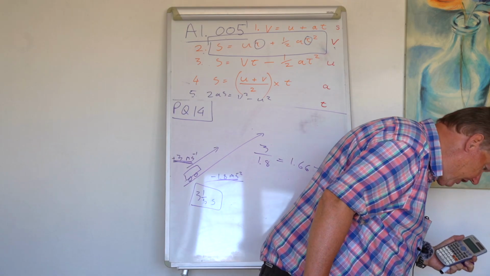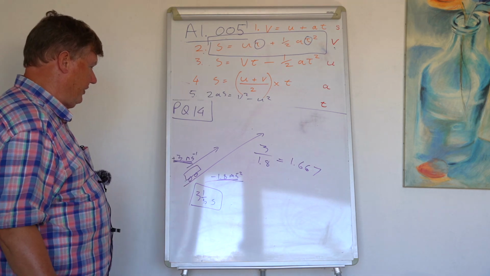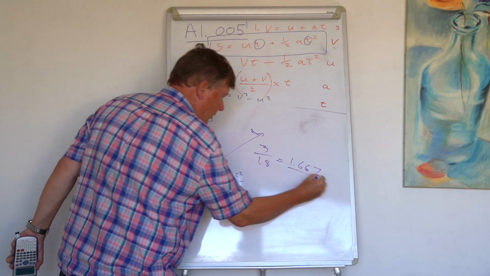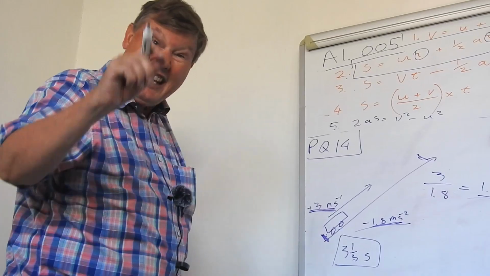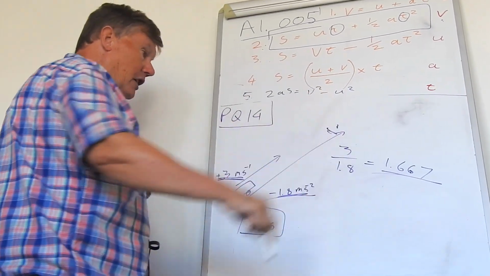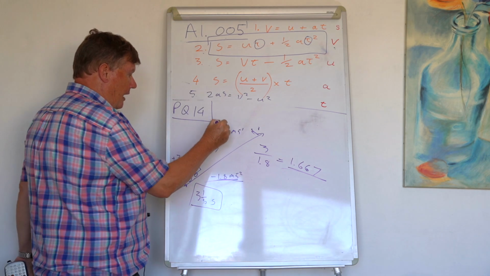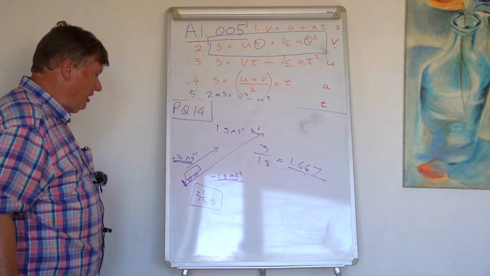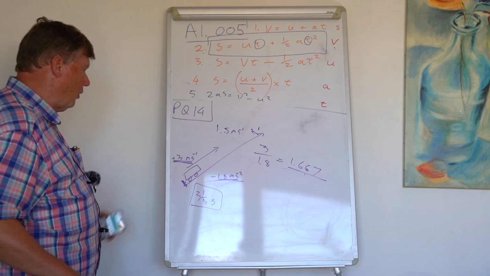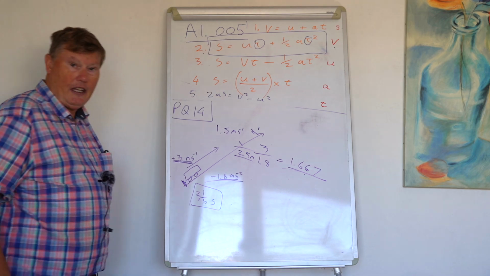Part B, the maximum distance from the starting point. We can use a formula or we can use common sense. Do you agree the time it took to go from here to the top was that much? And do you agree that its average speed in that time was 3 plus 0 divided by 2? So 1.5 meters per second average speed. And average speed times time is displacement. 1.5 times 1.6667, 2.5 meters. It goes up the ramp 2.5 meters and then stops.